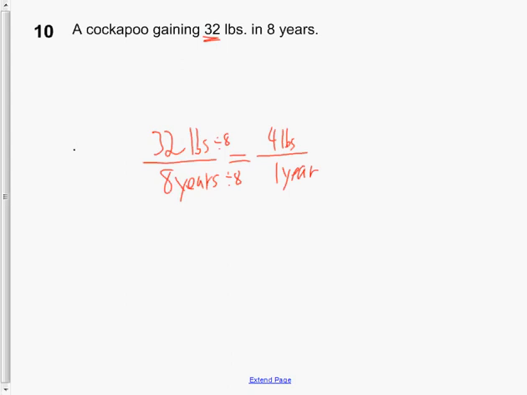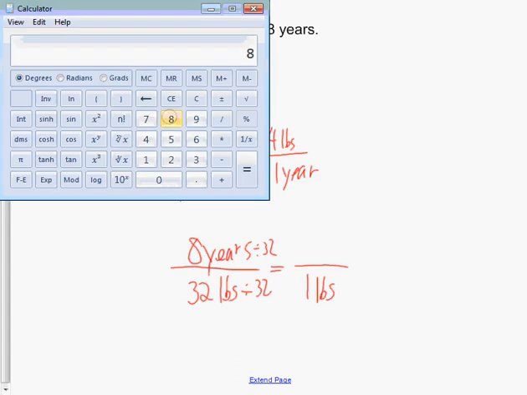Now let's just do this for fun. Put 8 years on the top and 32 pounds on the bottom, and we're going to figure out how long it took him to gain 1 pound. So this is a possible unit rate. This doesn't mean it's not possible. If I took 8 years and divided it by 32, let's take our calculator here, 8 years divided by 32 equals 0.25 of a year, or a quarter of a year. Therefore, it took a quarter of a year to gain 1 pound.